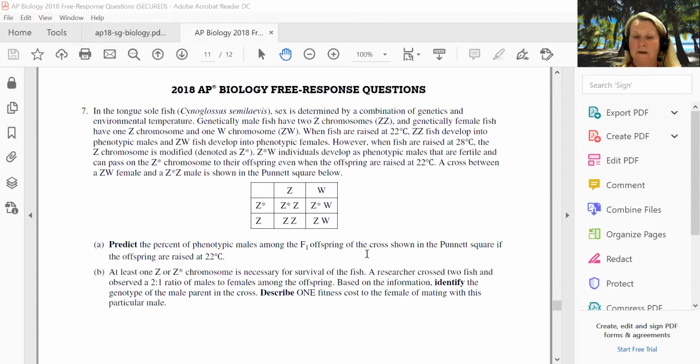So based on the information, identify the genotype of the male parent in the cross. Now, since we know one of the offspring does not survive, and we know that WW would be fatal, that means that the male parent must have a W chromosome. Now let's go back to the stem of the question. What's the only way to get a male who has a W chromosome? If he also has the Z0 chromosome. So let's take a look at how this would look.